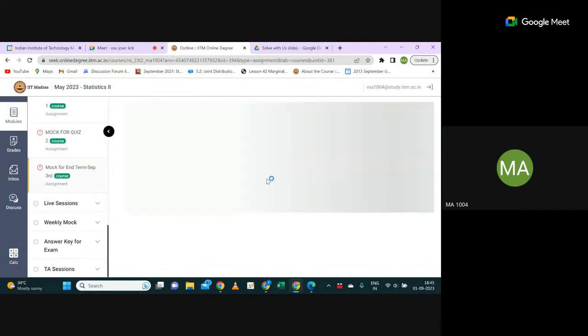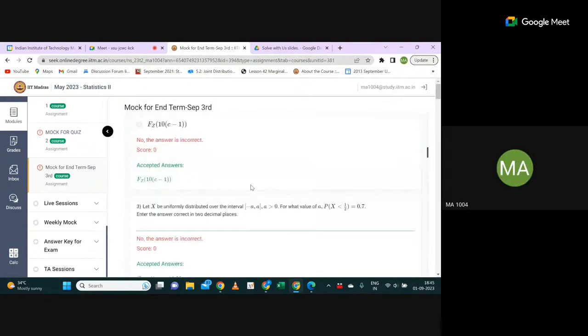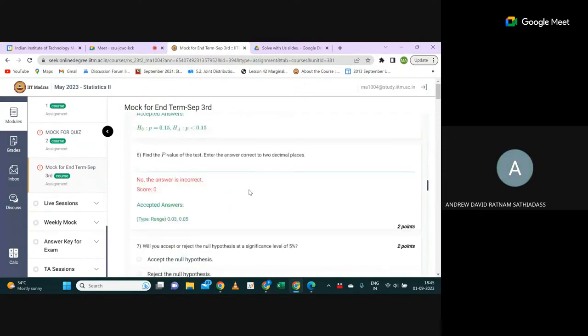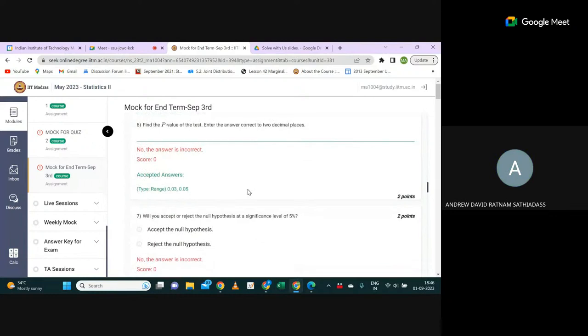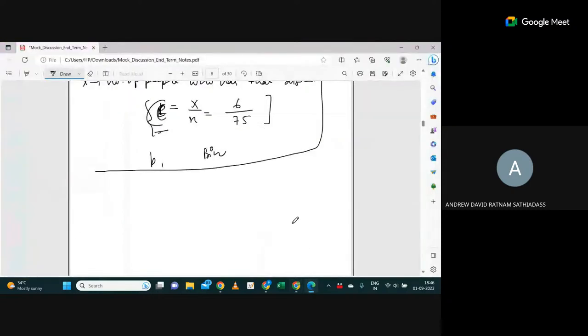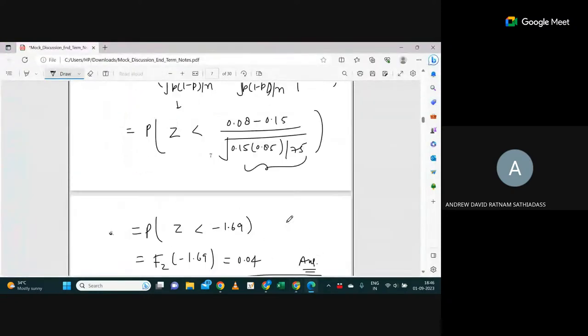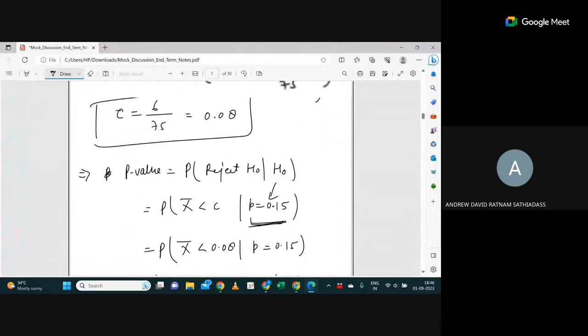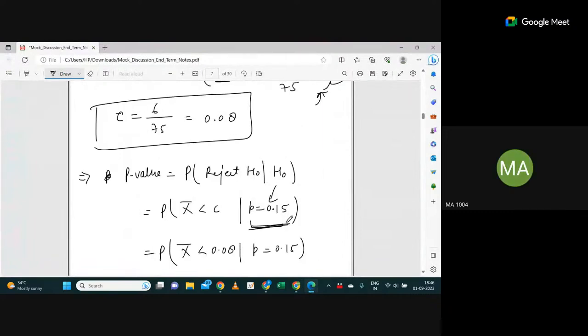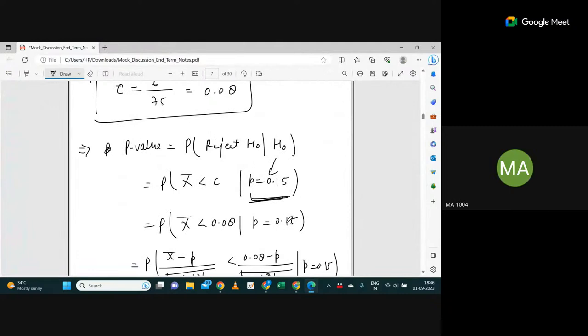Excuse me, sir. So with this method, what he's saying, if you take 6 minus 15, you won't get the answer, sir, because that is given out of 75 people. So he has to take 6 by 75 into 100, then only he will get the correct value. If he directly takes 6.